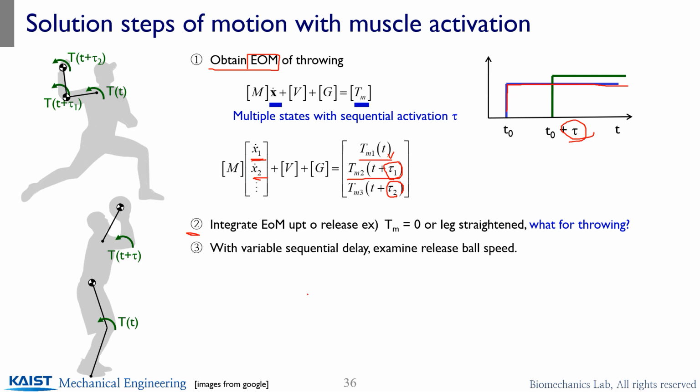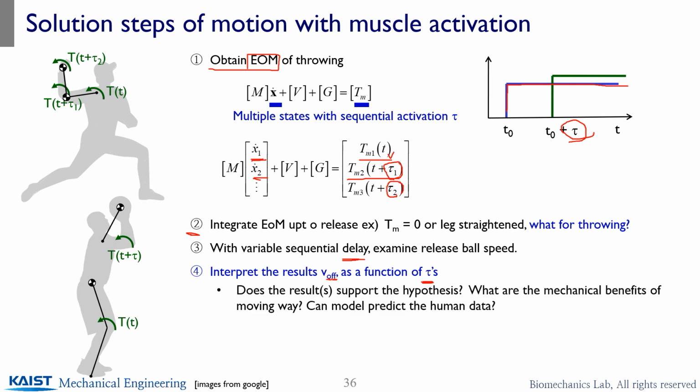Okay, and then with that variable time delay, we are going to examine the final ball energy or ball speed, and then examine if there is any optimality. Is there a tau that generates the largest ball velocity? And with the results, we are going to judge if our proposal, the hypothesis, has been proved or not, and whether those results make sense physically. We could also compare those results with the data and even examine if we could predict the motion.